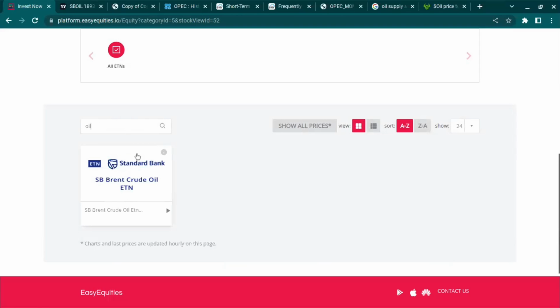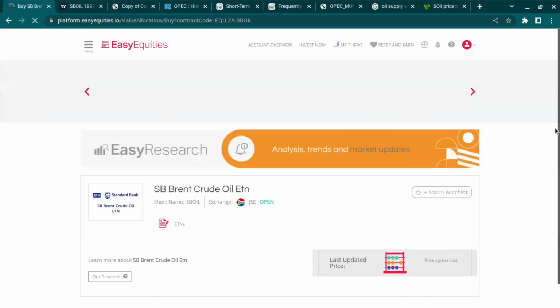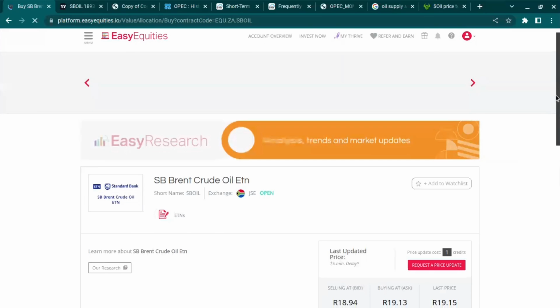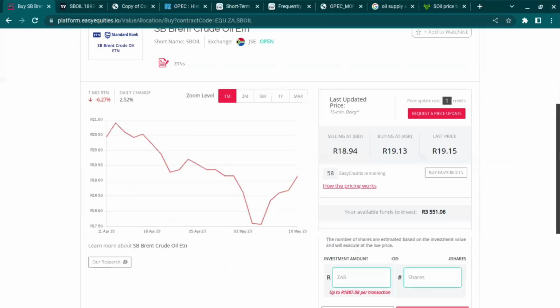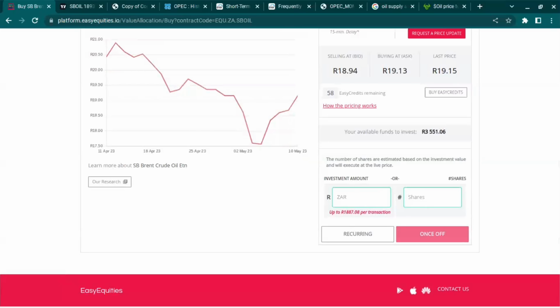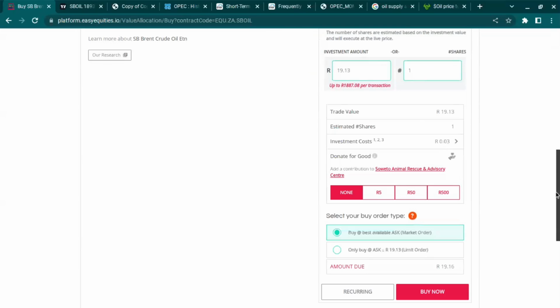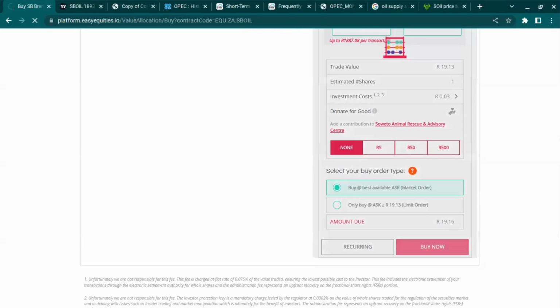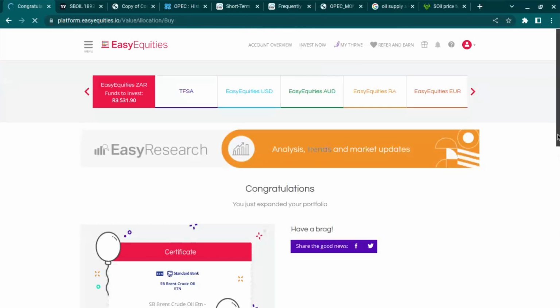So you run a search there, and you can see there's the Standard Bank Brent Crude Oil ETN. You click on it, and it opens up the screen where you can buy this ETN. We can see right now the price is 19.13, and we can just buy maybe one share of this particular ETN, and then buy now because the market is open. And just like that, we have invested in oil.